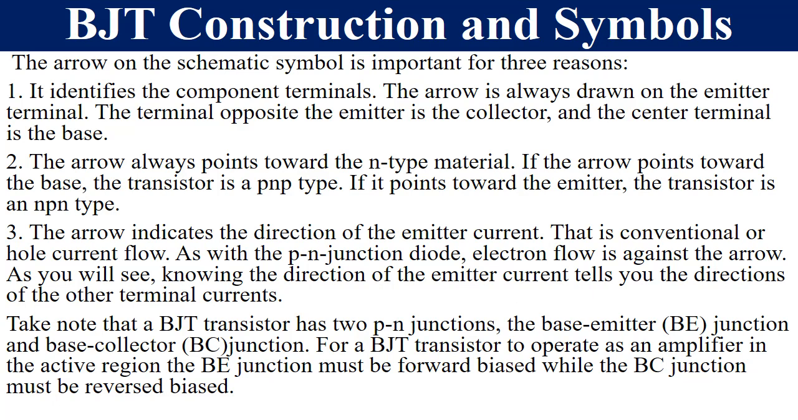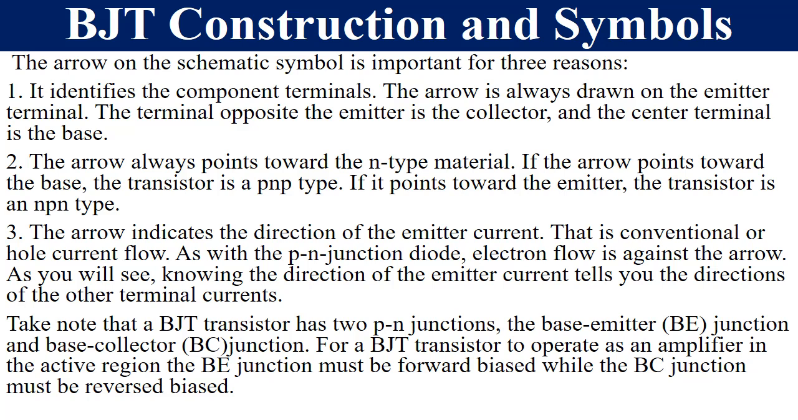As I said, the arrow identifies the component terminals, in that the terminal with the arrow is always the emitter, the opposite terminal becomes the collector, and in between is the base. The arrow always points towards the N-type material. If the arrow points towards the base, the transistor is a PNP. If it points away from the base, it is an NPN. The arrow shows the direction of conventional flow of the emitter current, from positive to negative, and we know that electron flow is the opposite.